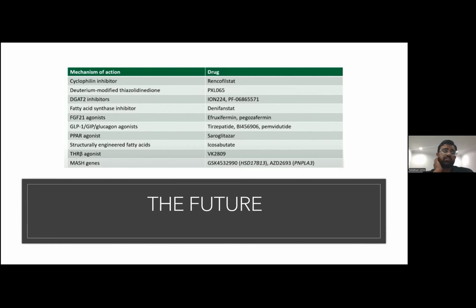To just mention, there is the SYMMETRY trial that basically shows, or is trying to show, the use of GLP-1 receptor agonists with FGF21 agonists. And what they've shown also is that there's a potential accelerated regression of fibrosis when used in MASH. So there's still quite a lot going on, and like I mentioned right in the beginning, there's a lot that we have to look forward to in terms of drugs.